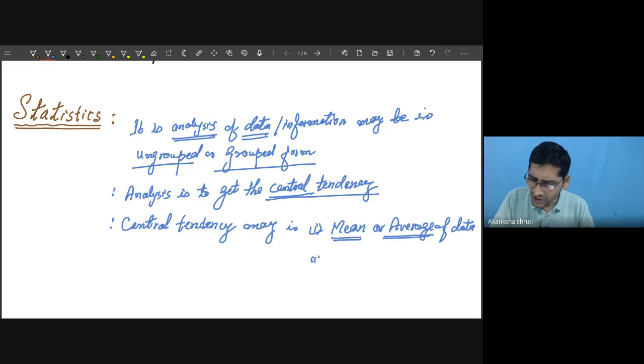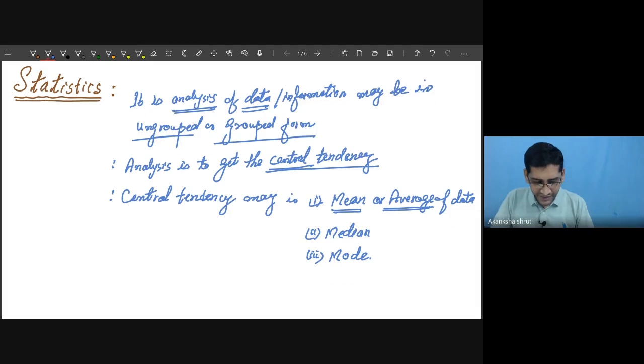The second one is called the median. The median can also be calculated for the grouped data as well as the ungrouped data, that we will see. And the third one is called the mode. The mode can also be calculated for grouped and ungrouped data. There is a relation between mean, median, mode also, that we will see at the end.